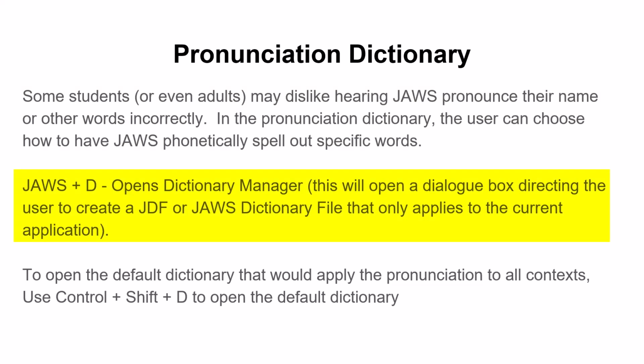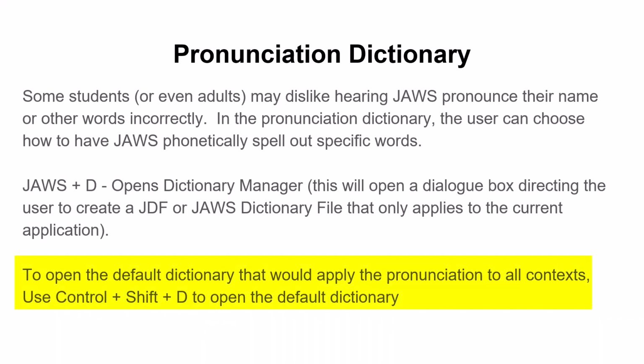You can get to this pronunciation dictionary by pressing JAWS plus D or Insert D to open the dictionary manager. This is going to open a dialog box that is going to ask the user to create a JDF, or a JAWS dictionary file, that will only apply to the current application. But as we've seen before in the Settings Center, you can open the default dictionary that will apply the change across all settings by using the command Control-Shift-D.